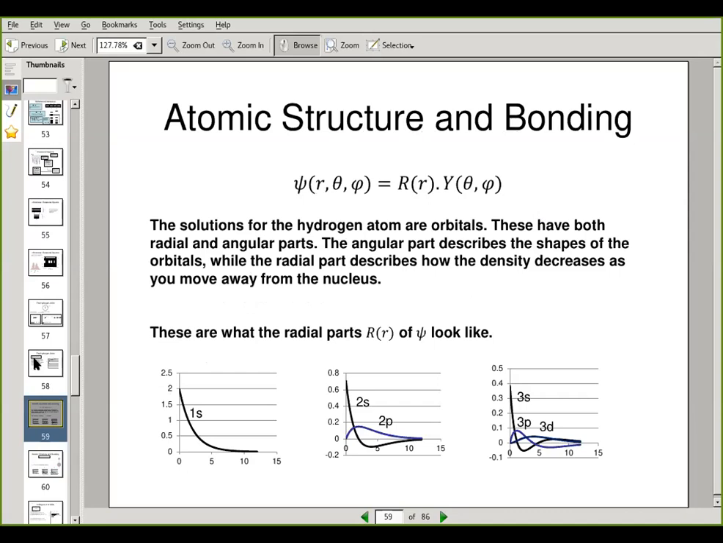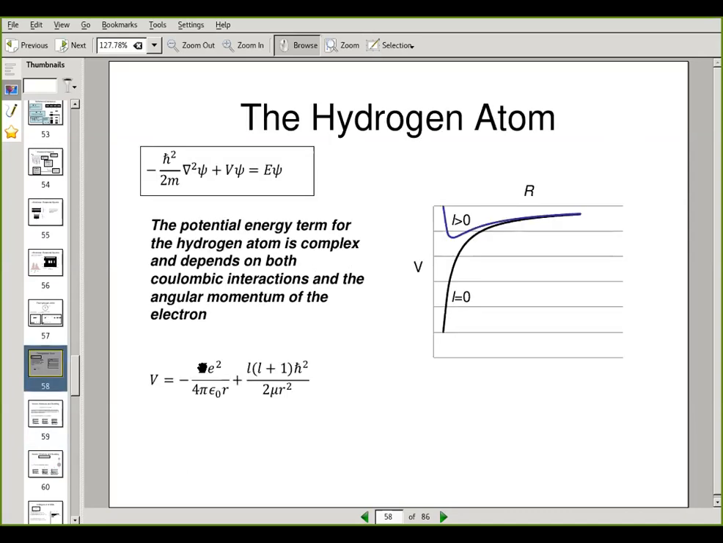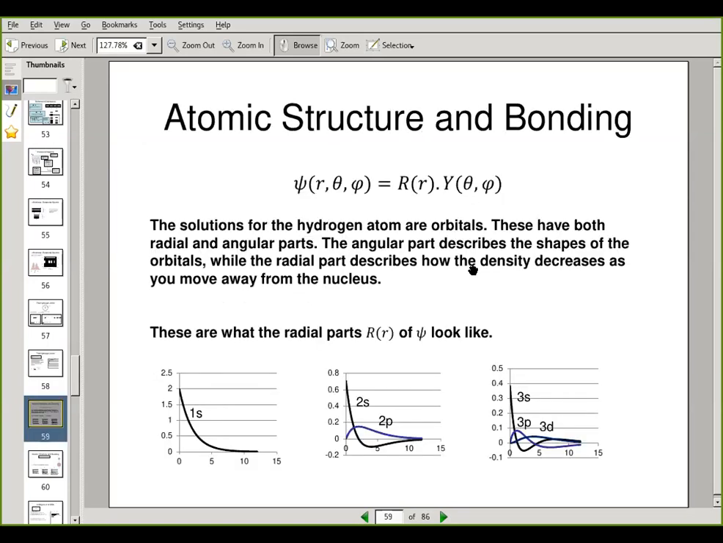So the solution to the Schrodinger wave equation ends up with these wave functions psi, and the psi are quite interesting because they can be represented as a radial component and an angular component. The angular component really tells us about the shape of the wave function in space. So it's the shape really of the orbital, and the radial is telling us how it varies as you go away from the nucleus.